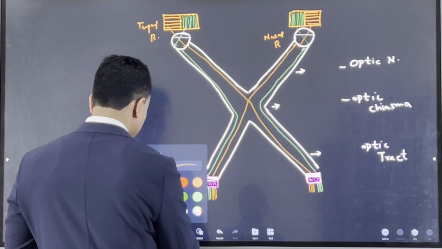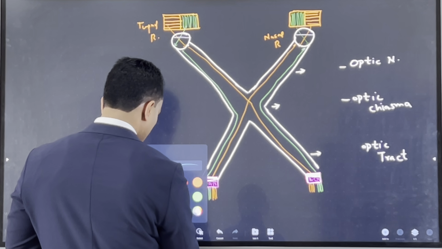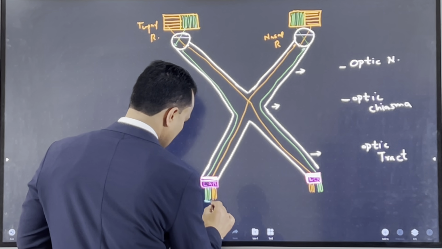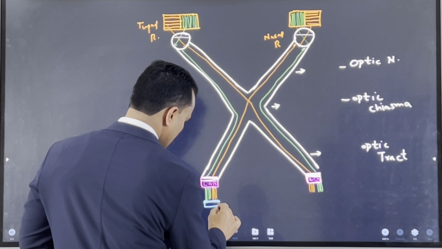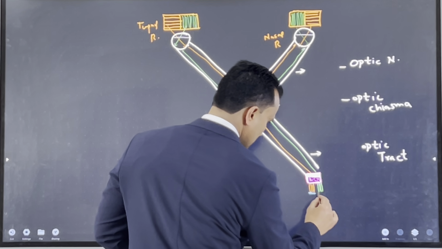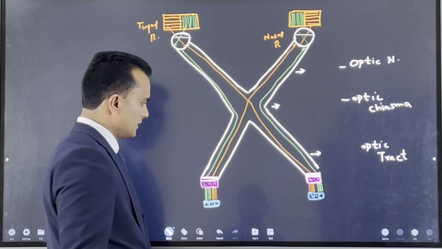The optic radiation fibers will terminate in your visual cortex. And where is the visual cortex? This visual cortex is located in your occipital lobe. So it's your visual cortex, in the occipital lobe.